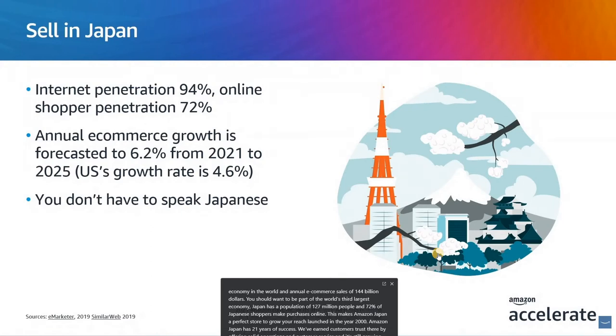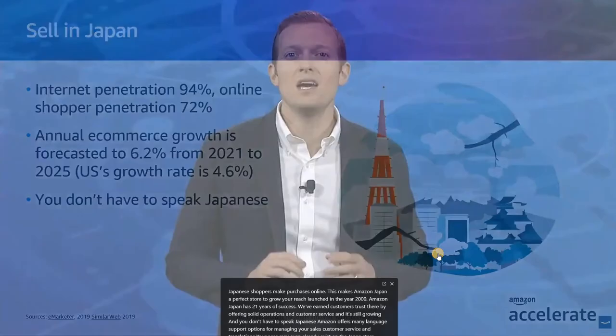And you don't have to speak Japanese. Amazon offers many language support options for managing your sales, customer service, and translations. Your ASINs may even already exist on the Japan store, which would allow you to launch even faster. Tap into our world-class logistics, tools, and customer service, including Fulfillment by Amazon, to simplify the process so you can focus on your business.